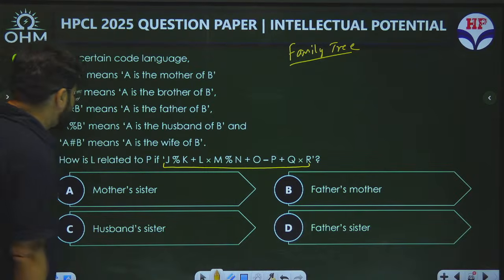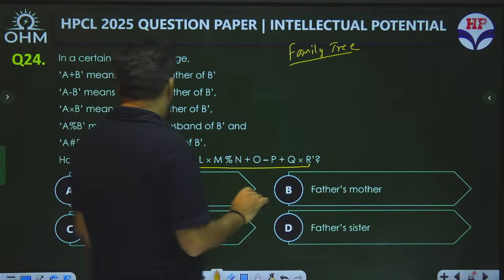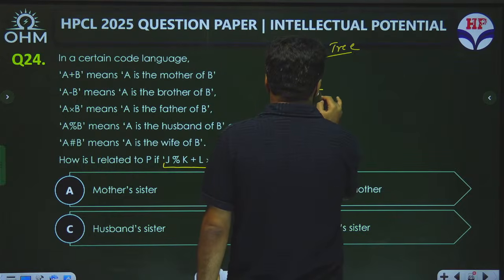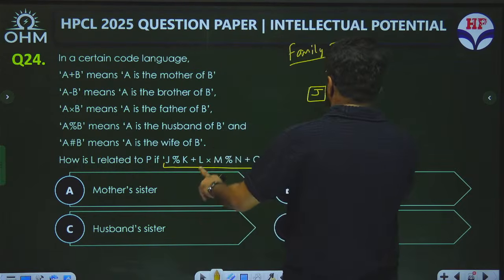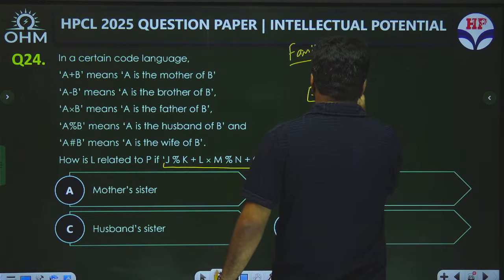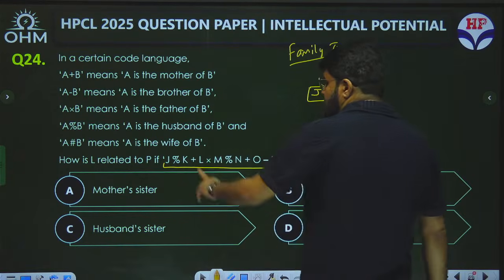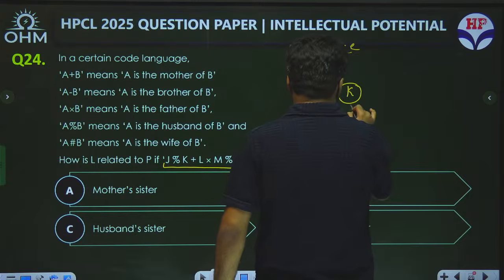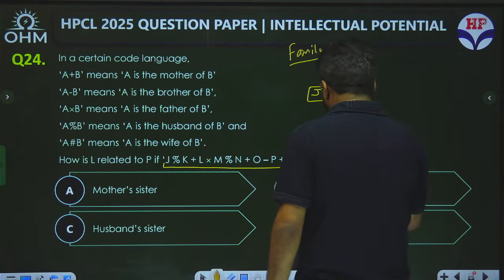Now, J percent K. Percent here is husband. So J is the husband of K. Husband means male, so K is the wife, which means female. Then K plus L. Plus means mother. K is the mother of L. So K, down to L.